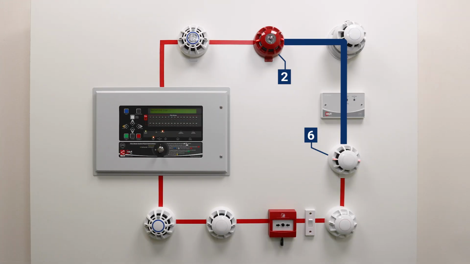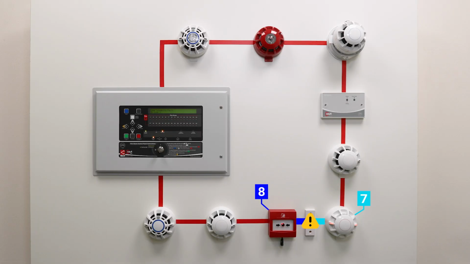If the fault was identified between, for example, devices 2 and 6, these devices would be lit and it would suggest there is more than one break in the loop wiring. In that situation, you would fix one fault at a time and repeat the identify loop break process until all faults are fixed. In our case, there is just one fault.